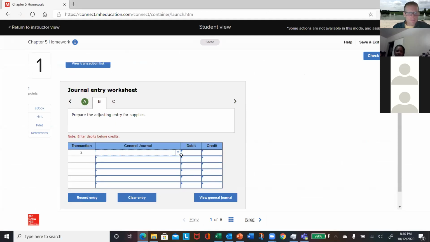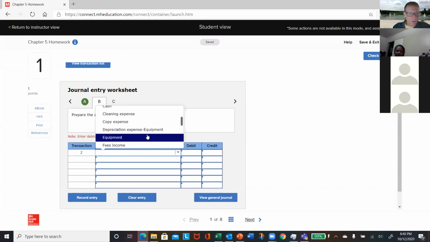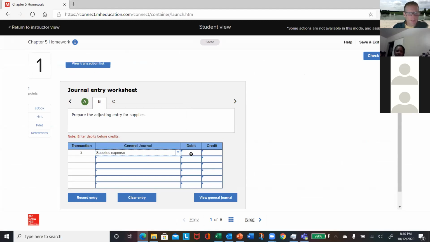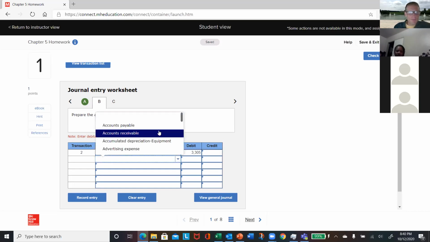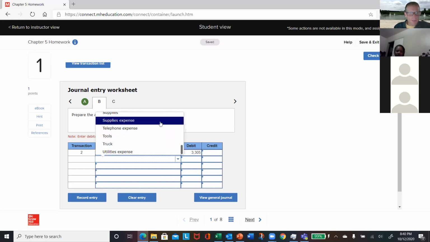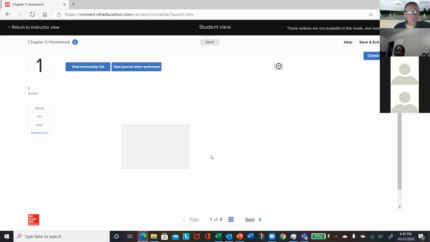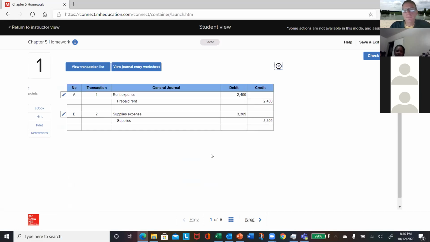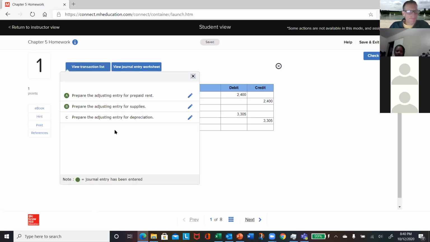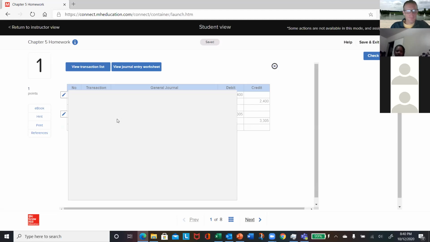Okay, so now if I go back, you have to go into the Connect homework. I'm looking for supplies expense right there. Type in 3305 debit, and then type in supplies. It's right there. They don't have these in the right order. 3305 credit, hit record entry, and then view it, and then it'll look just like that. Okay. All right, questions on that part? Anything that I just showed you guys?